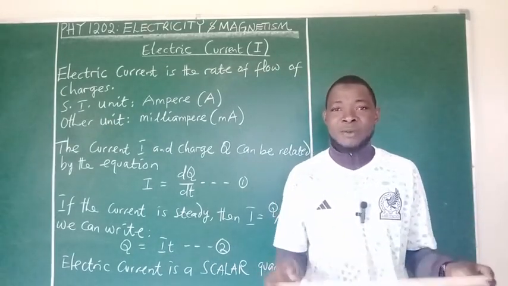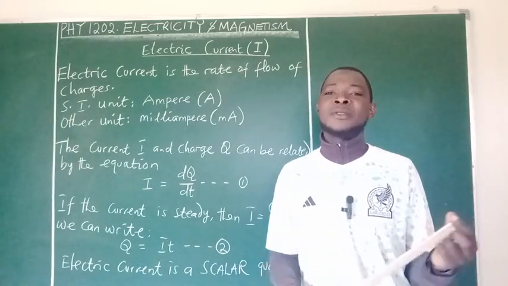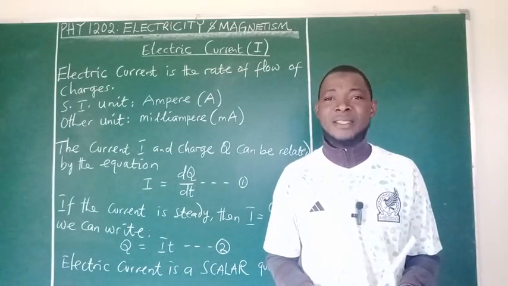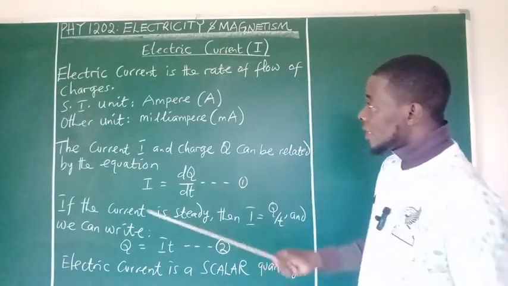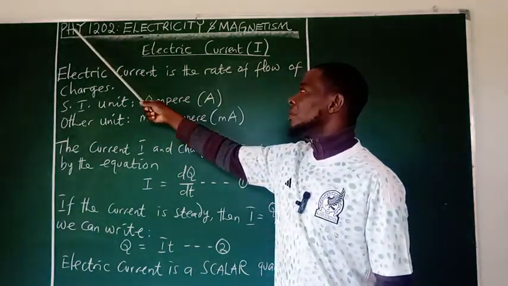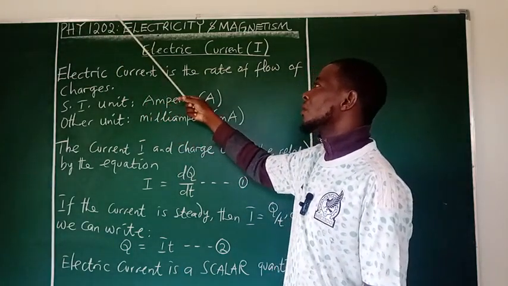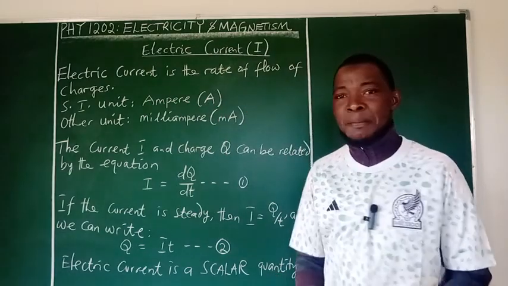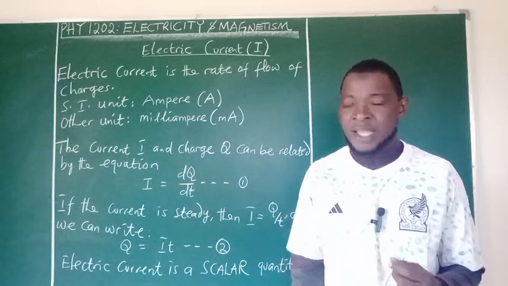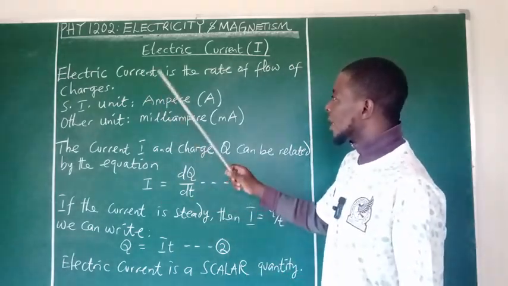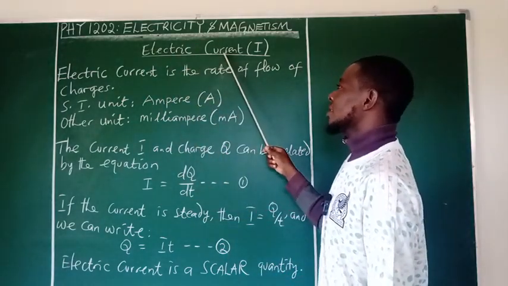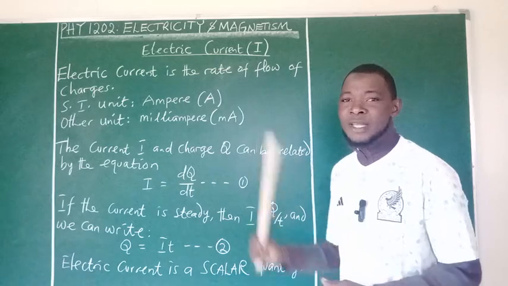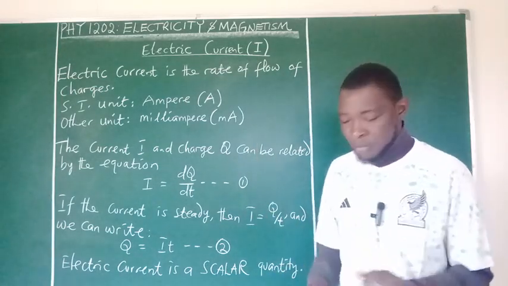This class is for 100 level students of the Faculty of Basic Health Sciences and the Faculty of Science and Computing. It is given the code PHY 1202 and the course title is Electricity and Magnetism. Today, inshallah, we are going to explain electric current. Electric current is denoted by capital letter I, as we can see written on the board.